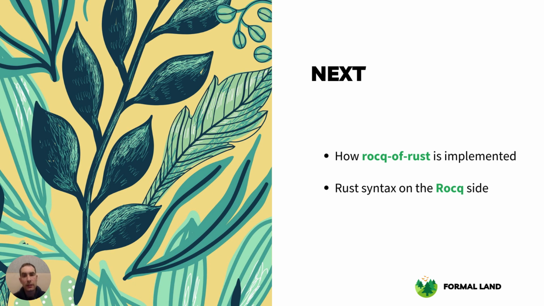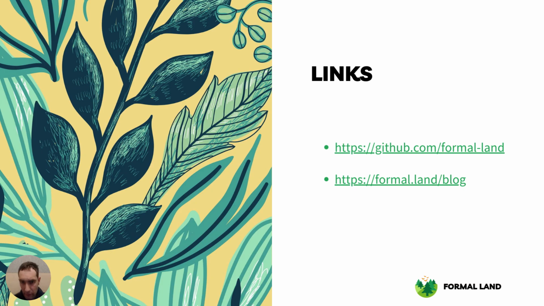So that's it for this presentation. Next, we'll see more detail about how Rock of Rust is implemented to connect to the Rust compiler and pretty print the Rock code, and how we define on the Rock side the primitives of the Rust syntax tree. You can find the link on GitHub or our blog to have more technical details.